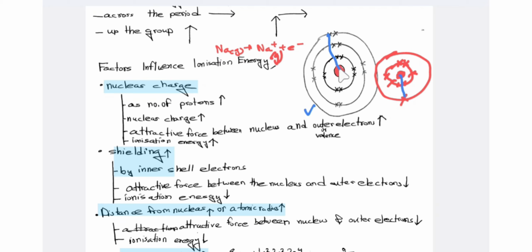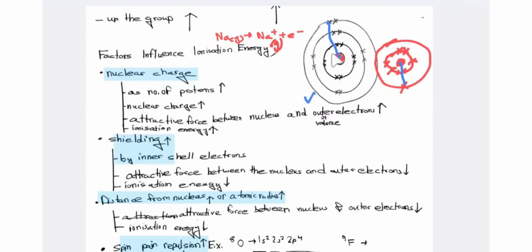So here we can see that the distance of the outer electron from the nucleus increases. As the distance of the outer electron from the nucleus increases, the attractive force between the nucleus and the outer electron decreases. As the distance increases, the attractive force decreases. And since the attractive force decreases, there is less force of attraction, so ionization energy also decreases. Since ionization energy is the energy needed to remove the electron, and for this atom less energy is needed, this atom can lose its electrons easily, so it has less ionization energy.